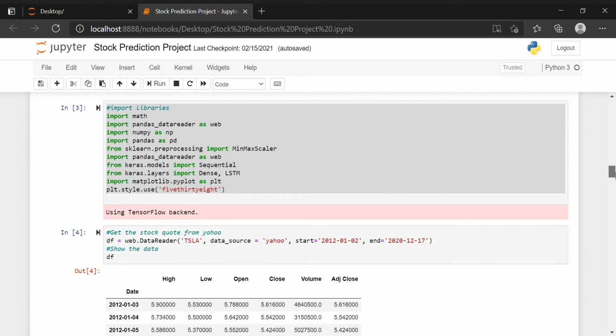I initially got my data from two different sources. One was the Quandl library and the second one was Yahoo Finance, and I decided to stick to the Yahoo Finance one. So the stock that I'm looking at right now is Tesla, and the data is from its initial public offering in 2011 or early 2012 to 2020. So about 8 years of data.